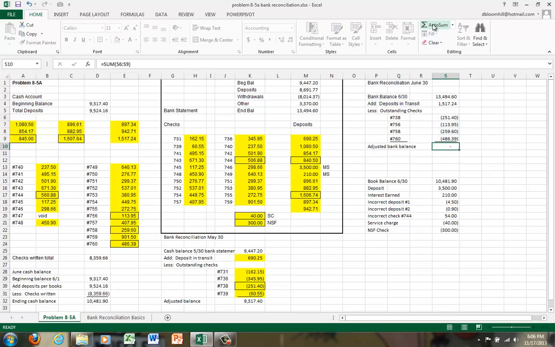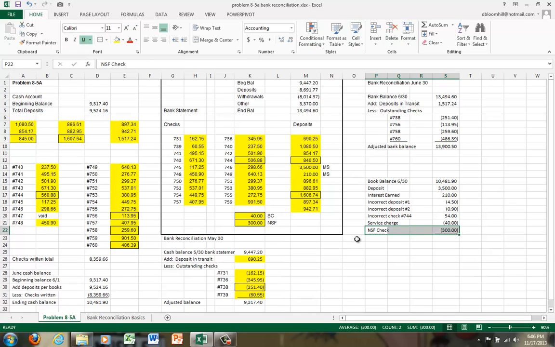So, I did that incorrectly. We should have started from the beginning, all the way down. And our adjusted bank balance is $13,900.50. Now we're going to do exactly the same thing with the books. So we're going to calculate an adjusted book balance.